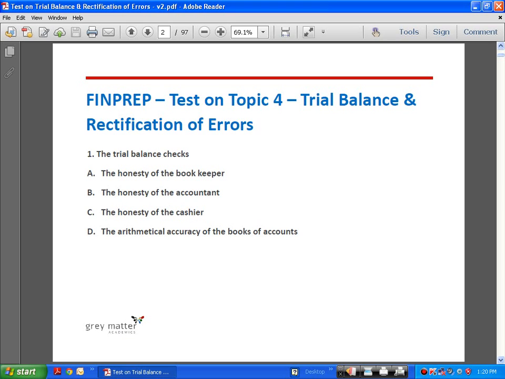When a transaction is completely omitted, then in that case it does not affect the trial balance, but however it will affect either the asset or the liability position or the profit position. I'll give you an example for this. Suppose sales to Mohan has been completely omitted.